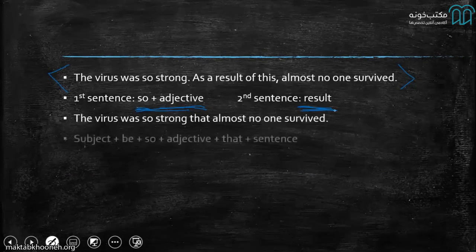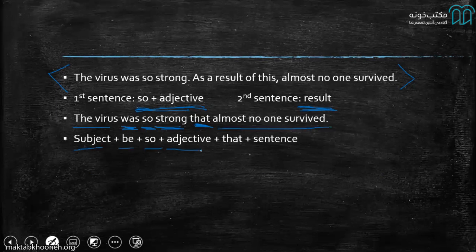So what happened here? I have a subject, which is the virus. I have my be verb, because I need that for anything that has an adjective. Then I have so plus adjective. Instead of ending the sentence here, I have a that. And then that whole result, right? So it becomes subject, be verb, so plus adjective, which is that first sentence really. And then instead of ending the sentence and saying as a result of this and the next sentence, I'm just bringing in that, and then I'm bringing that result sentence. So it comes out to be the virus was so strong that almost no one survived.